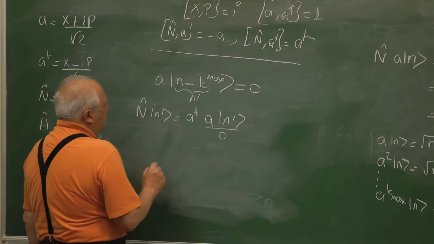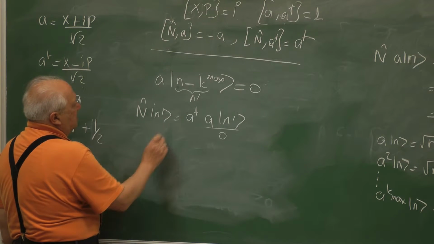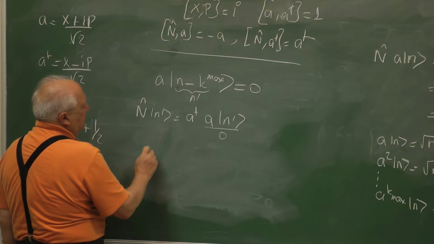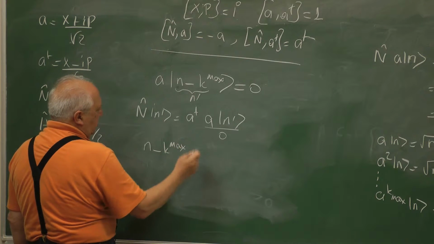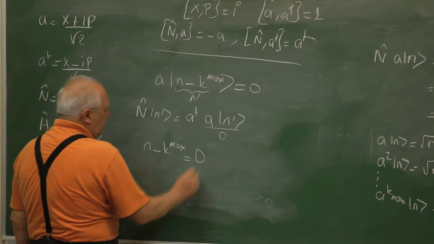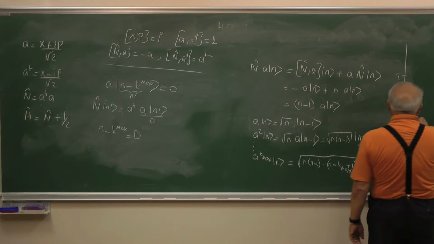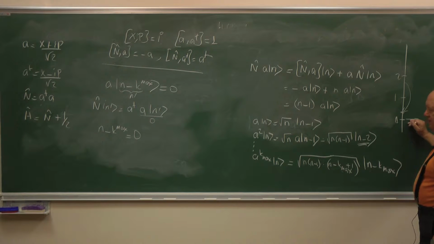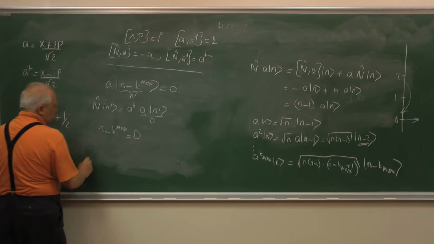So therefore this state, n minus k max, we learn, is equal to 0. So we are not there, but we are right at the least possible value for n. So k max is equal to n. What do we learn from here?